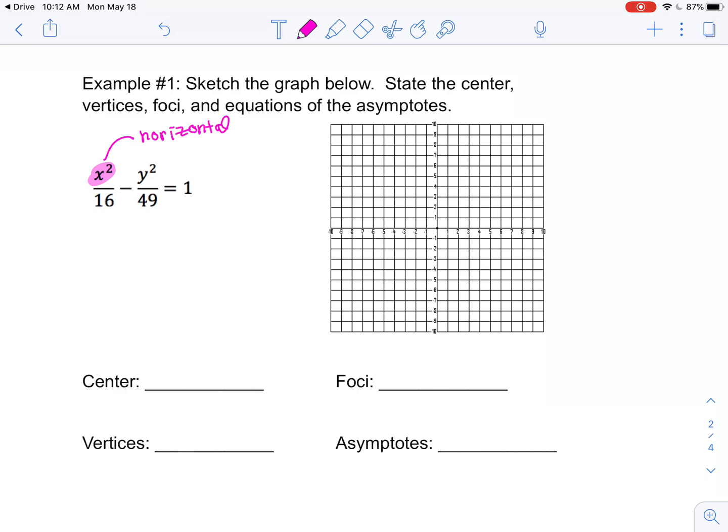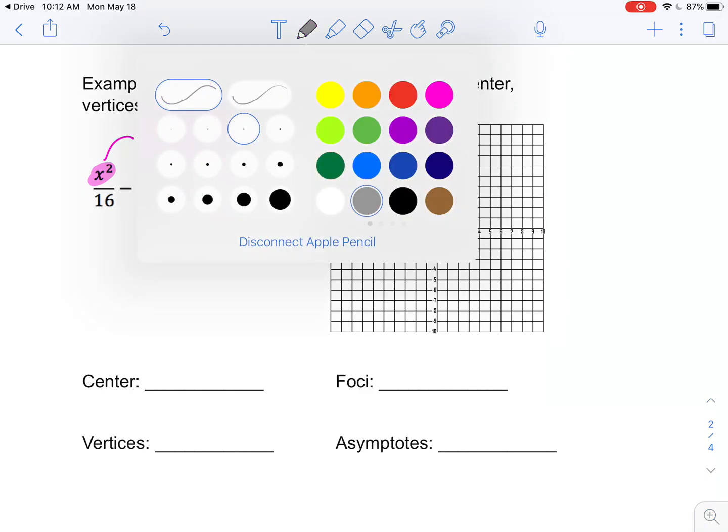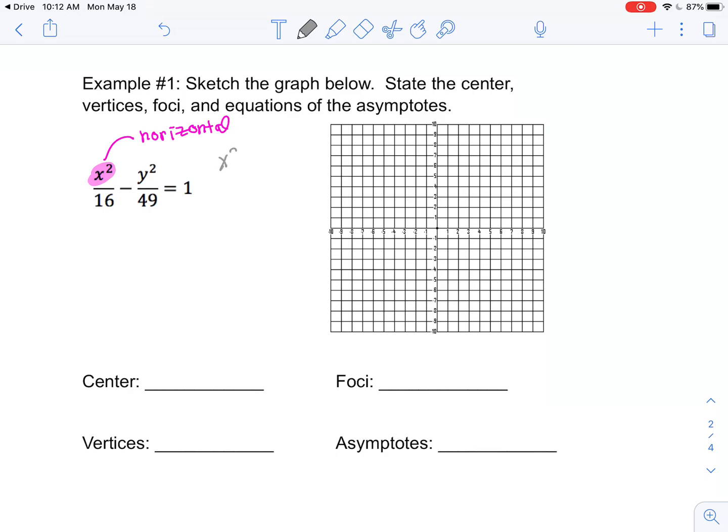The next thing I need to keep in mind, so my equation looks like this then. I have x squared over a squared minus y squared over b squared equals 1. So this is the equation that I'm working with. I'm working with a horizontal hyperbola. So I'm already equal to 1.